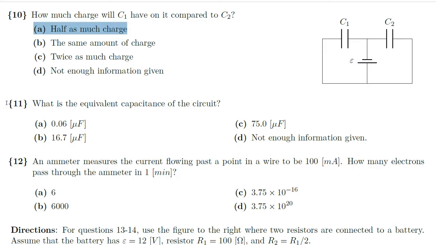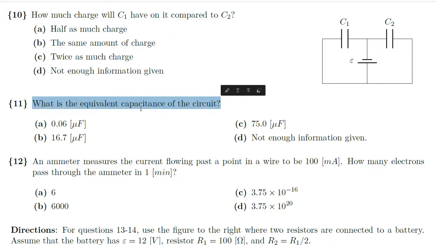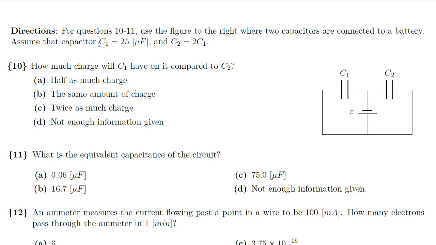There is a follow-up question to this, which is: what is the equivalent capacitance of the circuit? This is also based on the fact that it's in parallel. The fact that it's in parallel means that you add the two capacitances together instead of doing 1 over C1 plus 1 over C2. It's just C1 plus C2. So very simply here, since it's 25 and 50, because it's double, the answer is 75 microfarads.